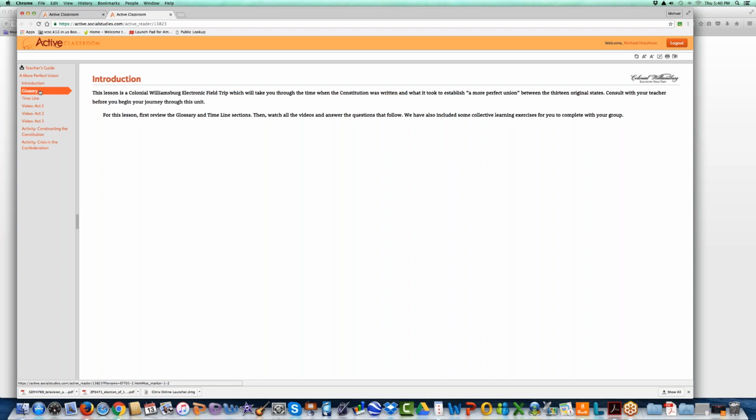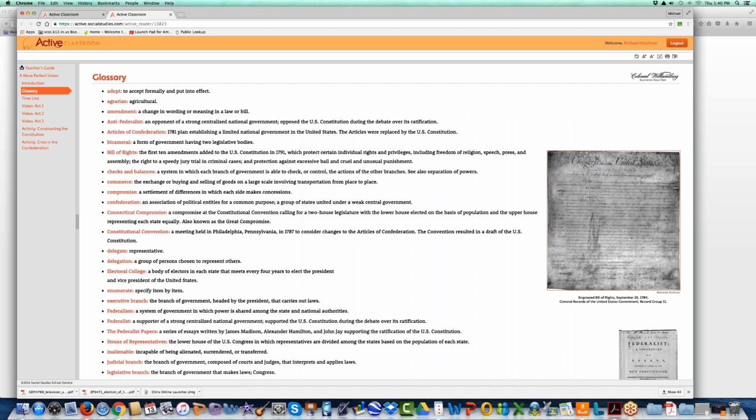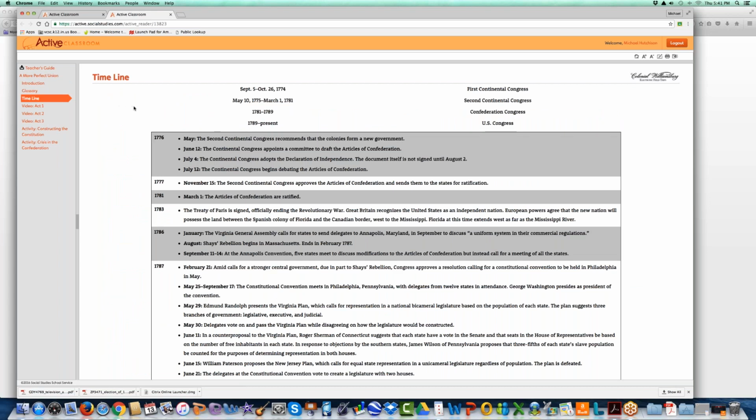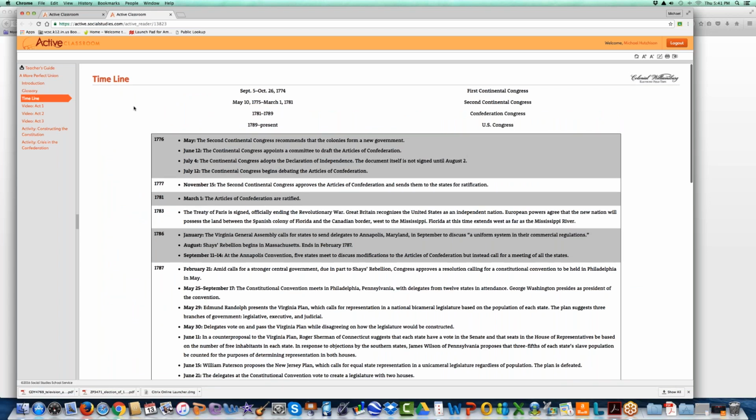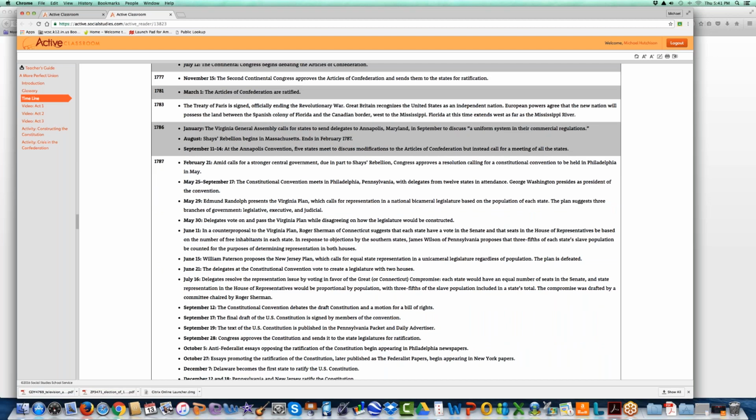So this is a number of different things. One of the things I like, and Nancy, this might be helpful for you, is there is a glossary of terms. There's about 15 or 20 terms here that are related to the writing of the Constitution. There's also a timeline that you can use to kind of put things in perspective about what happened during the Constitutional Convention and that sort of thing.